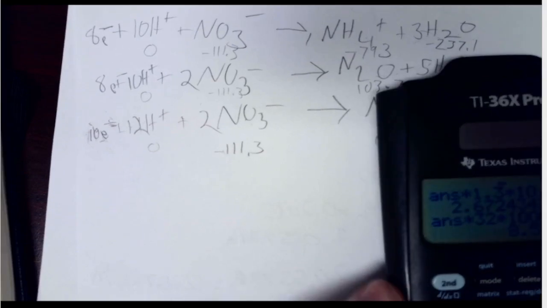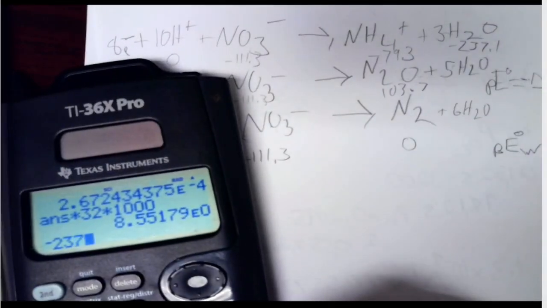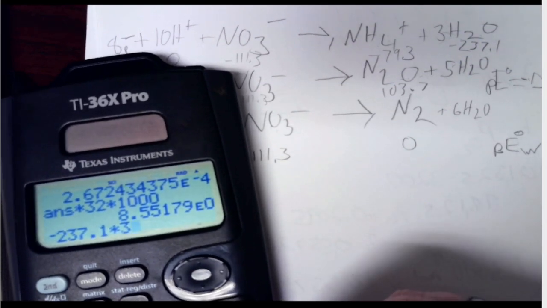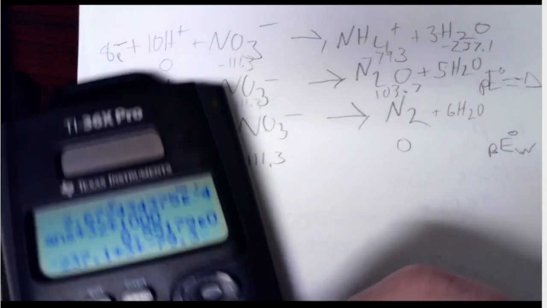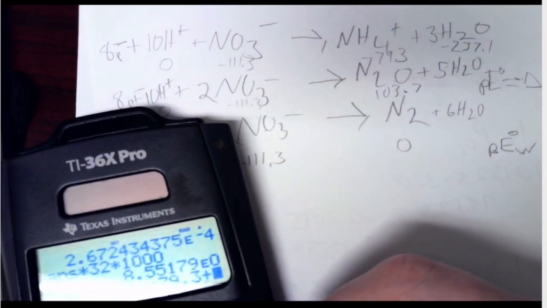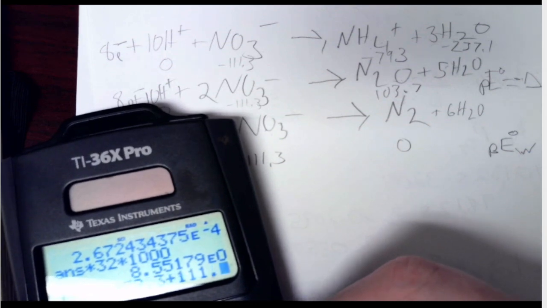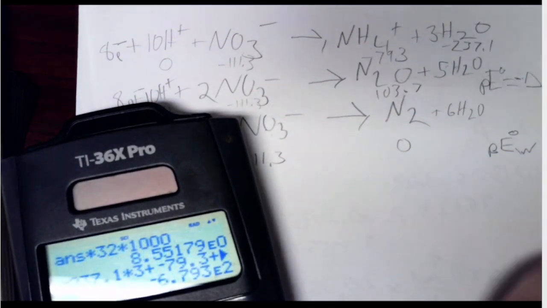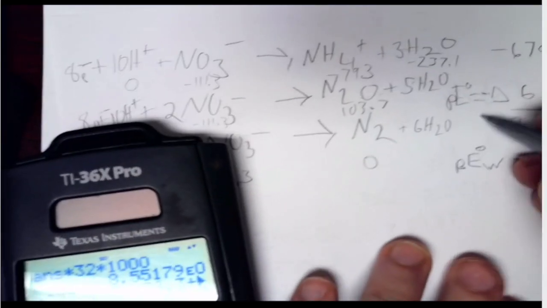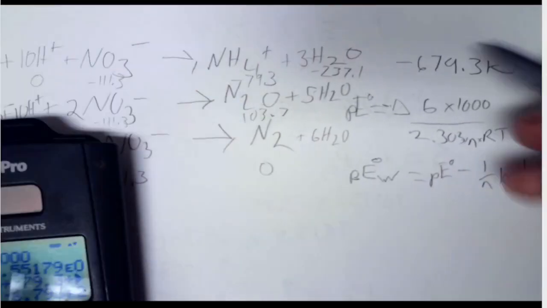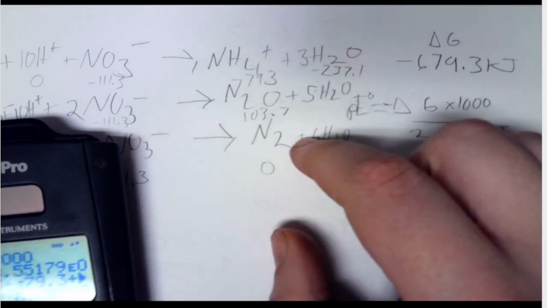So, products minus reactants. Negative 237.1 times 3 plus a negative 79.3 minus a negative 111.3 means we should have a Gibbs free energy of something like negative 679.3 kilojoules. So that is the delta G for the first reaction.